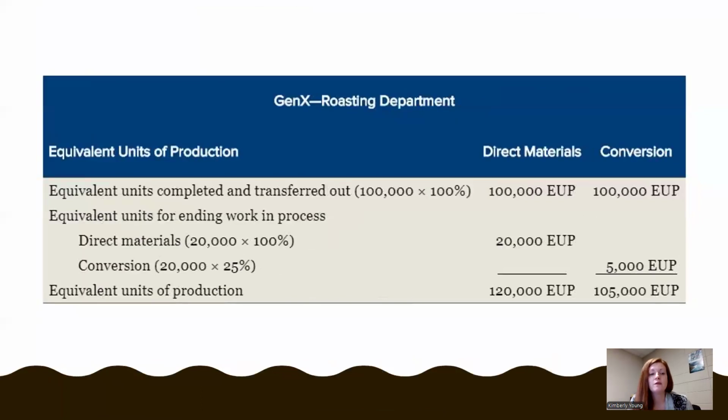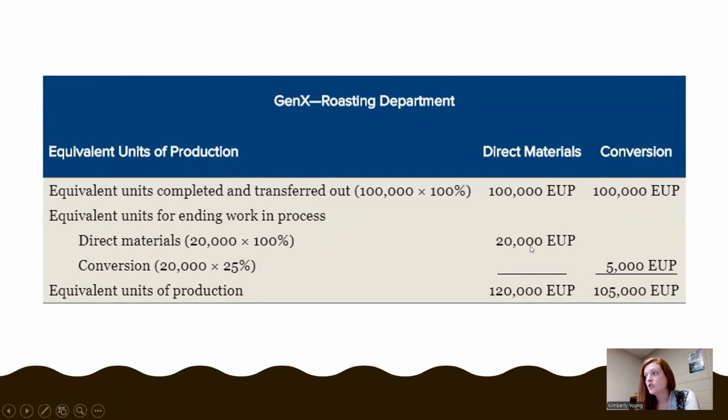So this is how we would do that. For direct materials, they tell us that we had 100% of direct materials in. First, how many units did we have that were completed? Well, if we completed 100,000 units, they were 100% complete. So that was 100,000 units of direct material complete, and all 100,000 for their conversion costs were complete. Then we had the 20,000 that were still in the work in process roasting department when we finished the month.